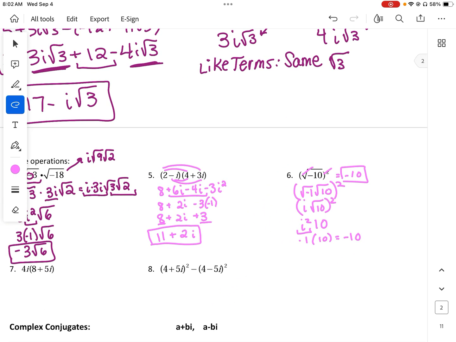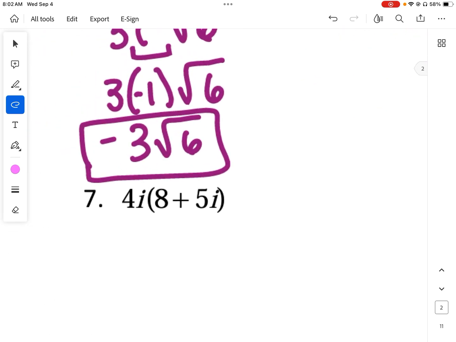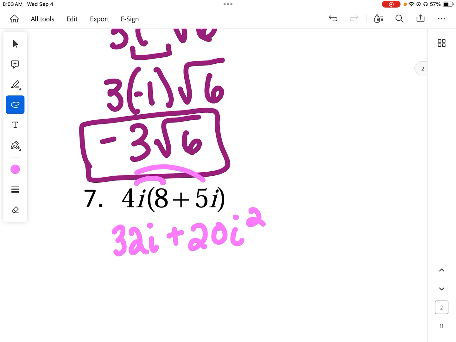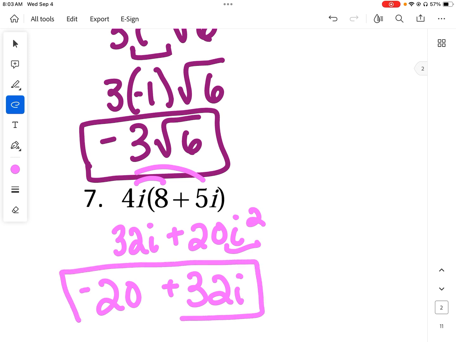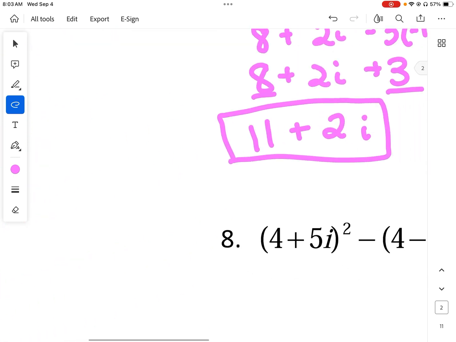Okay, let's go to number 7. We need to distribute. So that would be 32i plus 20i squared. So this i squared is negative 1, so 20 times negative 1 is negative 20 plus 32i, because you always want the real part first. Now let's go to the next one.